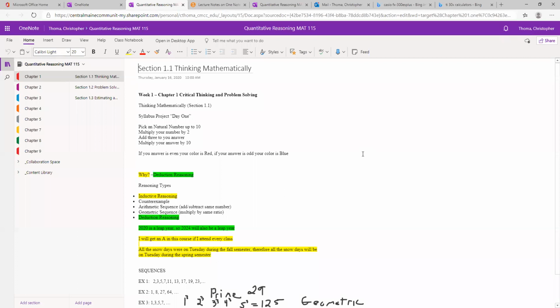So that's how I teach it. And that's exactly what this class is for. How do we use math to solve problems? And that's all it is.